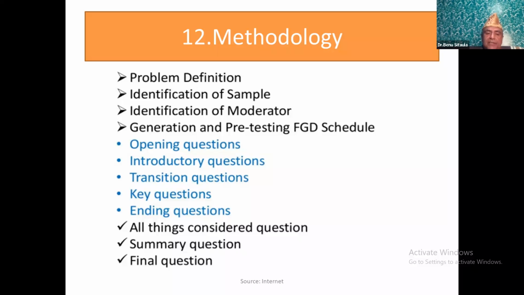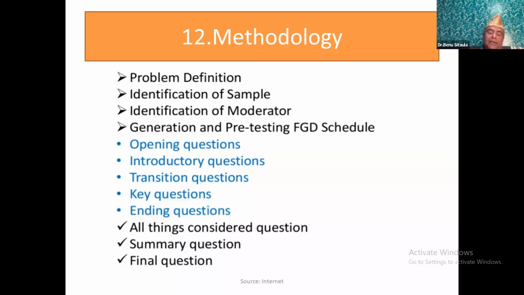among the schedules, these are what can be the opening questions, what can be the introductory questions, what can be the transition questions, what can be the key questions, and what can be the ending questions that must be made before having the focus group discussion. Then at last, all things considered in the questions.